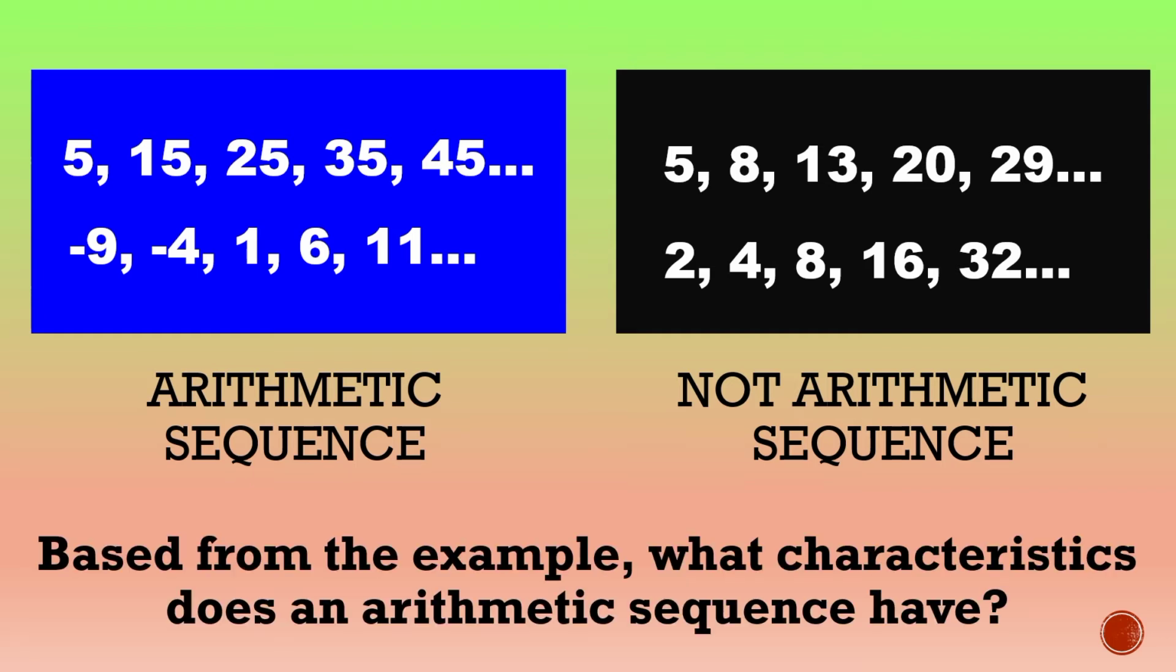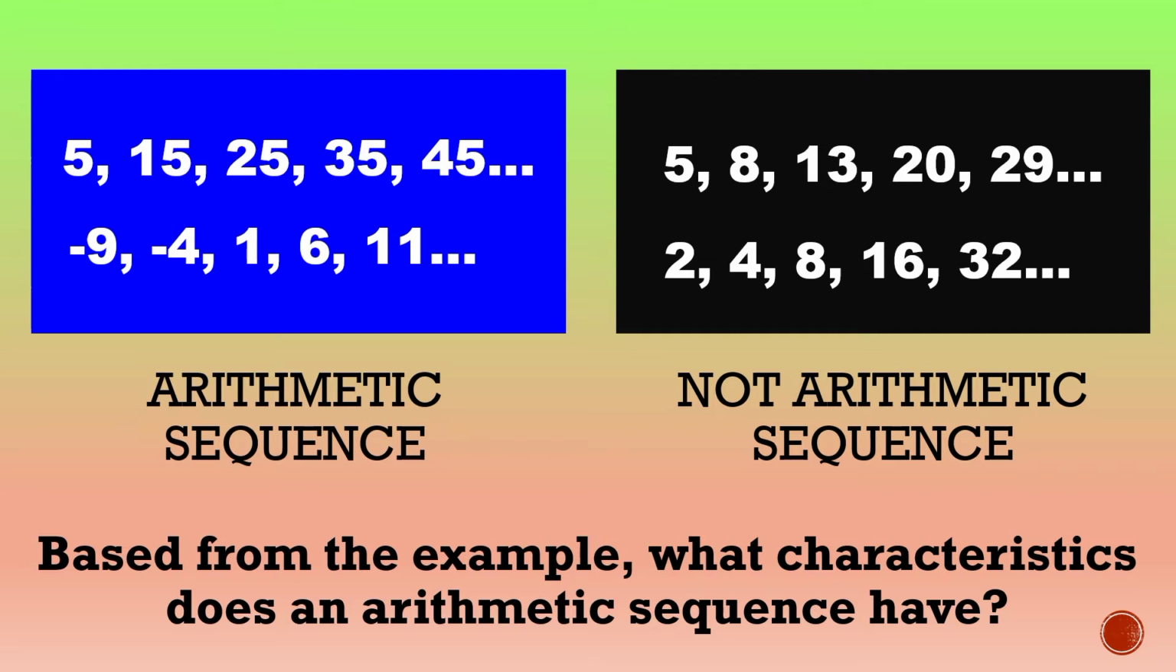Based from the example, what characteristic does an arithmetic sequence have? Ano sa palagay ninyo base sa ating mga halimbawa ang characteristic or description ng isang arithmetic sequence? Pagbatayan natin yung naging sagot ninyo kanina. Ma'am, yung nasa blue box, may iisang number sa pagitan ng bawat number. Pareho. Pareho po yung nasa pagitan ng bawat number. Yung nasa black box, magkakaiba po yung nasa pagitan ng bawat number.